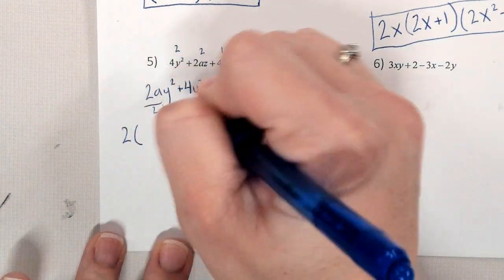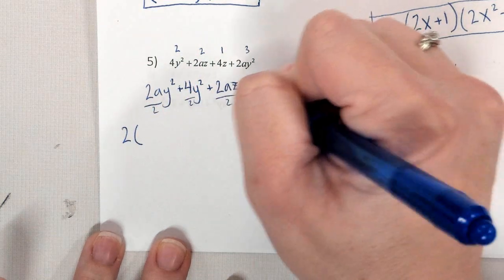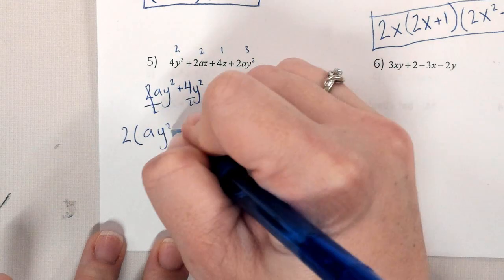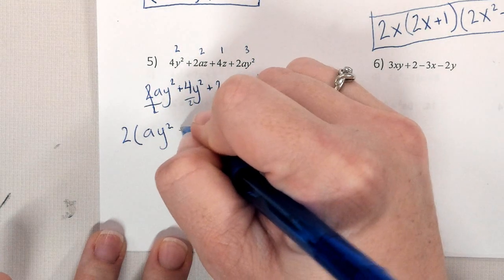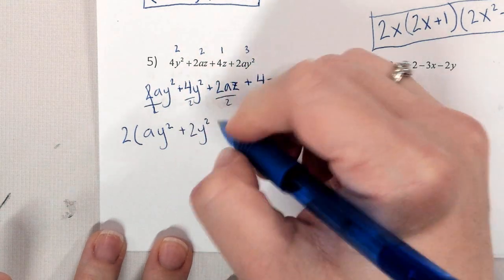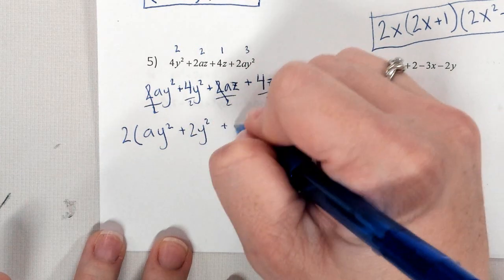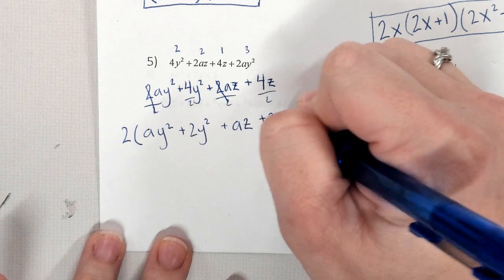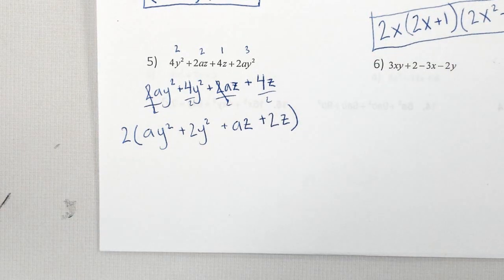And when I take it out, that's just me dividing everything by 2. And I get ay squared plus 2y squared plus az plus 2z. And don't worry, I don't have a bunch with this much work on your practice. I just wanted to do some with this much work so you understand them.